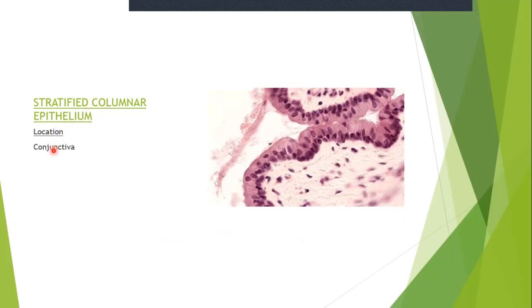Some text I saw them saying in the pharynx, but I'm not sure about that. But here you can see that this is stratified, and the most superficial cells have oval-shaped nuclei. So this is stratified columnar, and they are found in the conjunctiva. That is where I'm double sure that you will find stratified columnar epithelium.